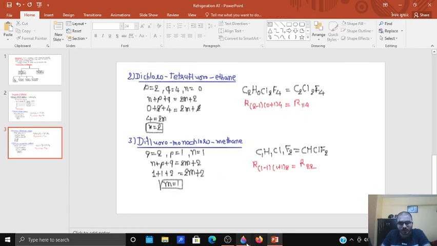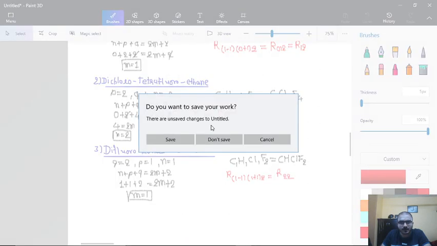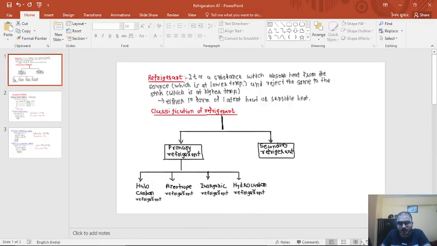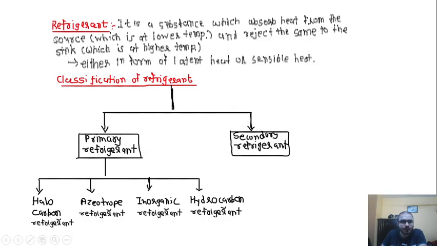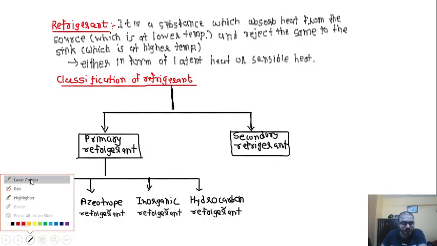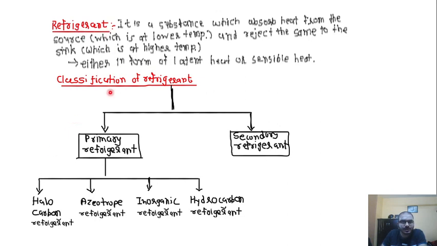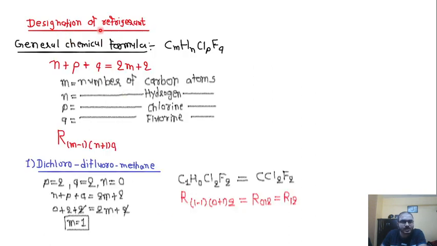So we are done with today's lecture. So let's do a quick revision of what we have done today. So today we started with the definition of refrigerant. We also discussed about classification of refrigerant, that is primary and secondary refrigerants. This part I have given you in form of self-study. Then the designation of refrigerant was our next topic. This is the chemical formula CmHnClPFQ, and here this is N plus P plus Q is equal to 2M plus 2, and the final designation is like R, M minus 1, N plus 1, Q.